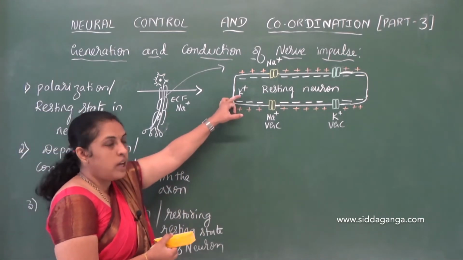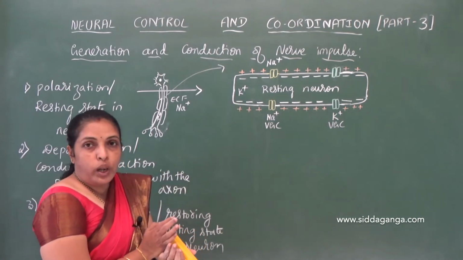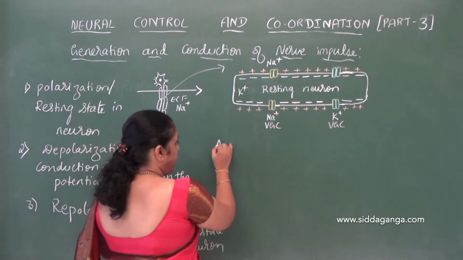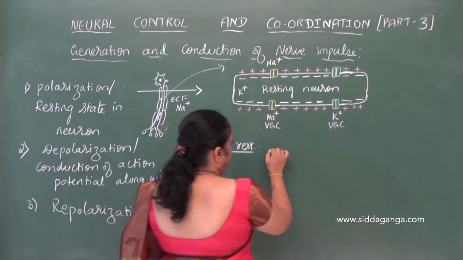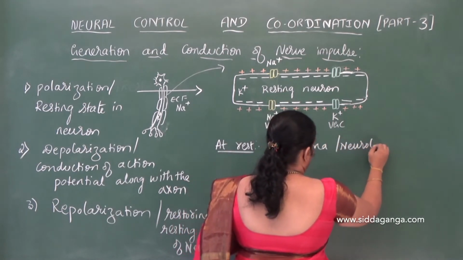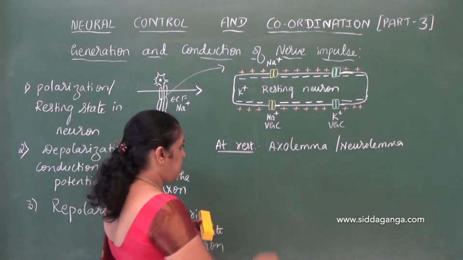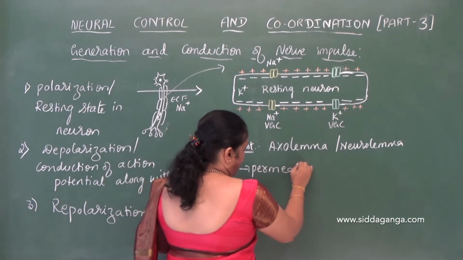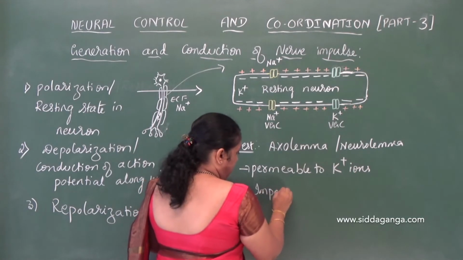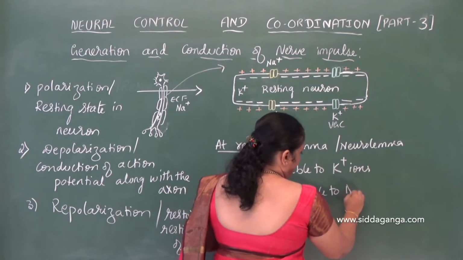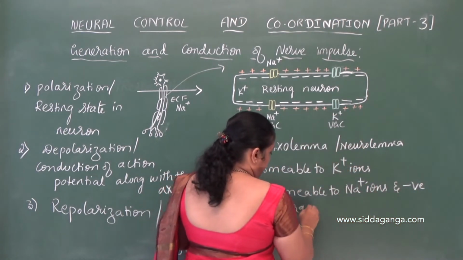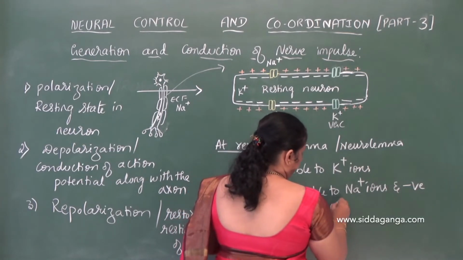So at rest, the axolemma, or neurolemma, which is the plasma membrane of the nerve fiber that covers the axon, is permeable to potassium ions, and it is impermeable to sodium ions and negatively charged protein molecules.